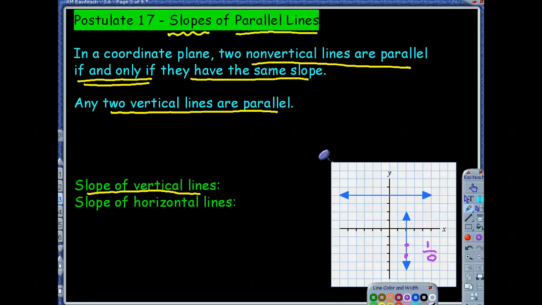So 1 over 0. What's going to happen if you simplify that? That's not okay. You can't ever divide by 0. In fact, I feel like that's almost like a commandment of math. Thou shalt not divide by 0. You can't divide by 0. It's undefined. So the slope of vertical lines is undefined.